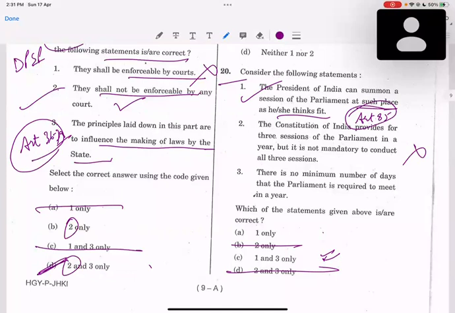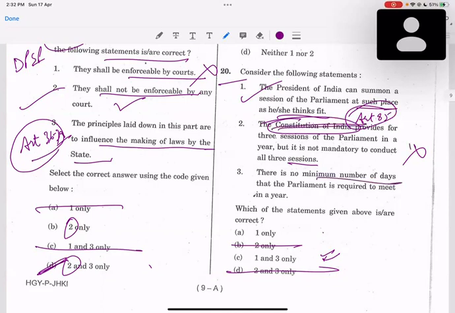Second is definitely wrong. Constitution of India provides for 3 sessions of the Parliament in a year, but it is not mandatory to conduct all 3 sessions. See, it's Constitution of India. What is the trick is, yes, definitely 3 sessions of a Parliament is conducted in the year: budget session, monsoon session, winter session. But this is provided by convention, not Constitution of India. So because of this keyword Constitution of India, this became wrong.